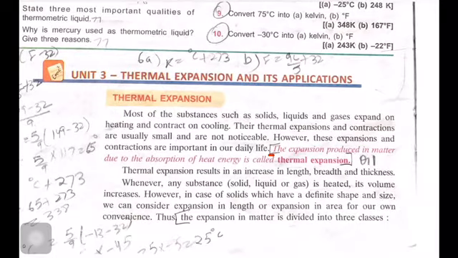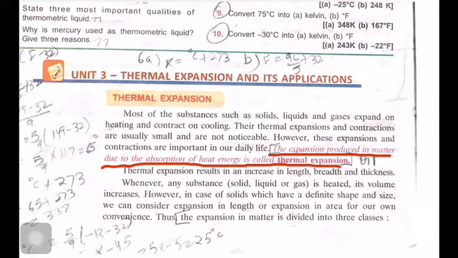As you can see, expansion produced in the matter due to the absorption of heat energy is called thermal expansion. So expansion, that is increase in the size of the matter or the object due to absorption of heat, is called thermal expansion. If we supply heat to the object, then its size, that is its length, breadth or thickness, increases, which is included in thermal expansion.